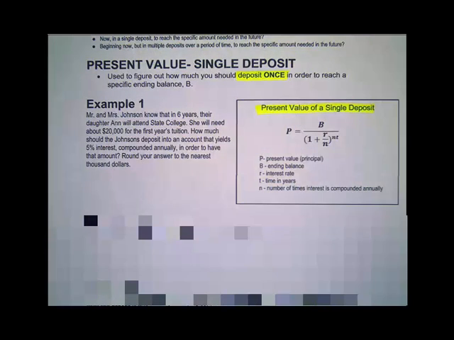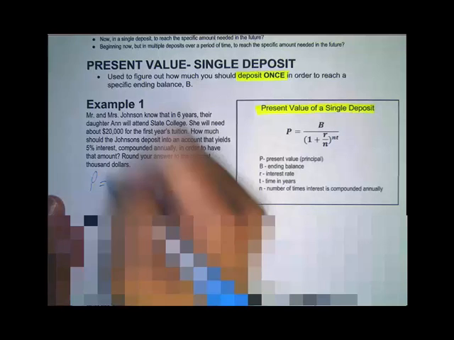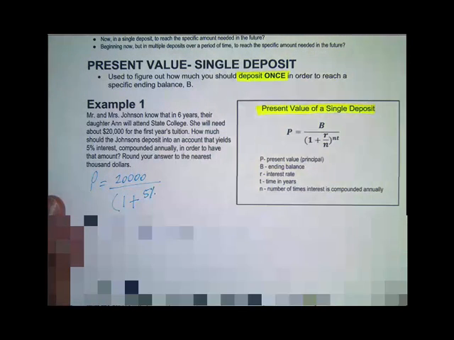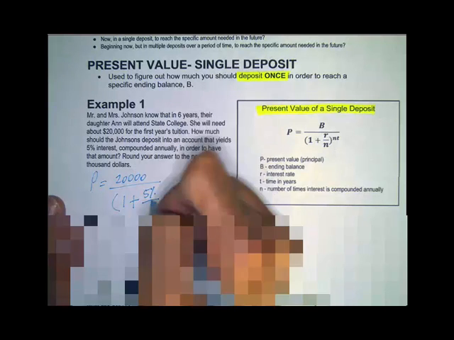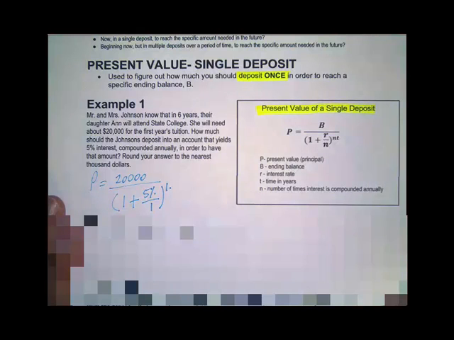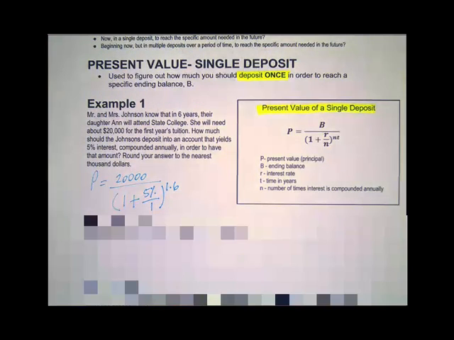So using our equation, we need P equals $20,000 divided by 1 plus 5% divided by annually. So that would be 1, raised to the 1 times how many years? 6. All right, so we got to use our top-bottom fraction again in the calculator. So why don't you go and get that answer?